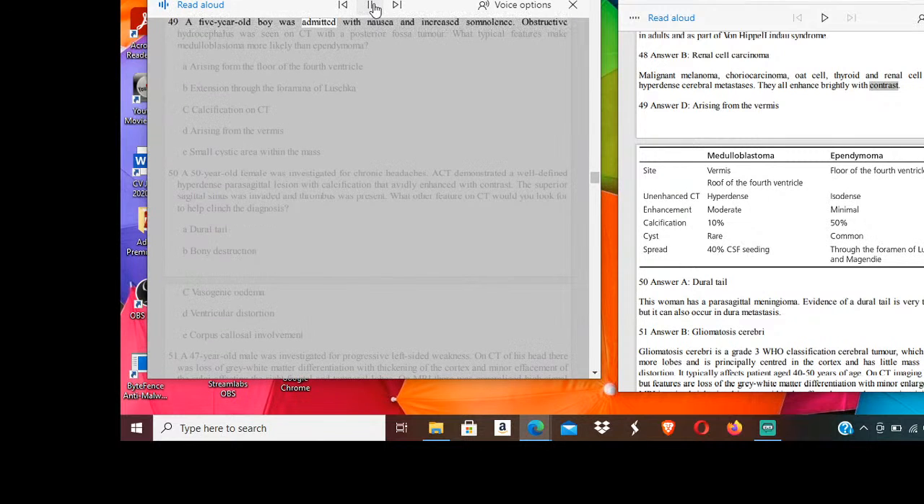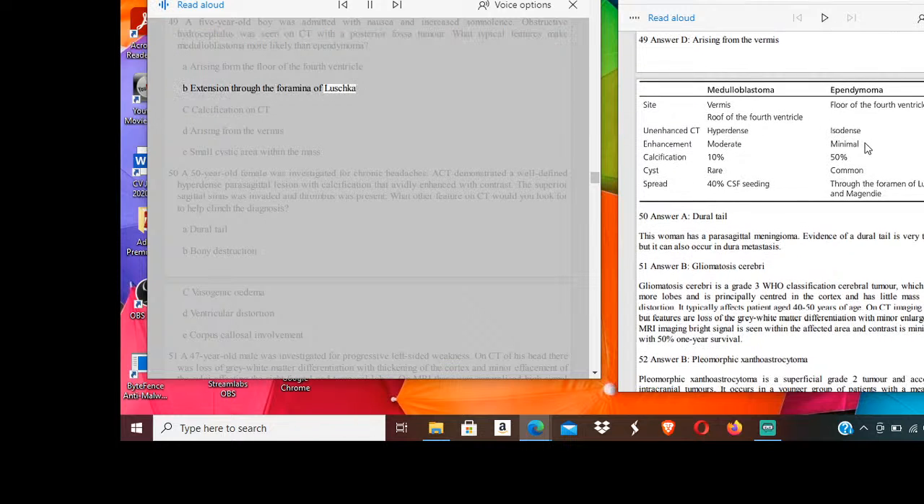49. A 5-year-old boy was admitted with nausea and increased somnolence. Obstructive hydrocephalus was seen on CT with a posterior fossa tumor. What typical features make medulloblastoma more likely than ependymoma? A. Arising from the floor of the fourth ventricle. B. Extension through the foramina of Luschka. C. Calcification on CT. D. Arising from the vermis. E. Small cystic area within the mass.